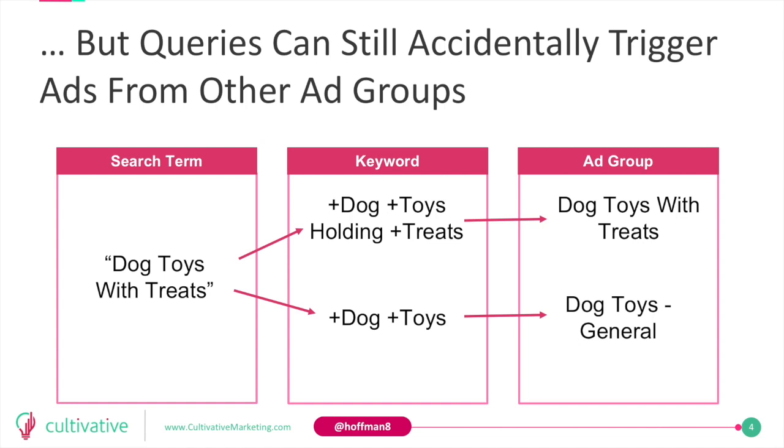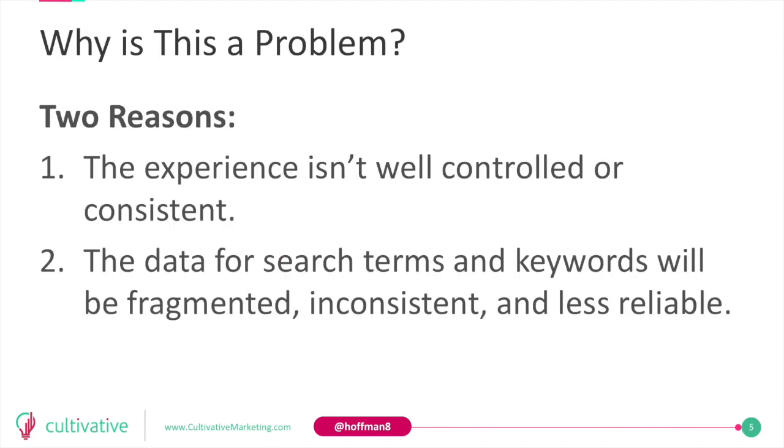Whereas the general ad group likely has a more general ad, and it probably takes the searcher to a more general landing page that could include a broad scope of toys. So this is a problem because we're not controlling that experience, and that means that we're missing out sometimes. We're not always capturing as much revenue or as many leads as we could be if we have queries that are mapping to ad groups that aren't as relevant and aren't as great of an experience.